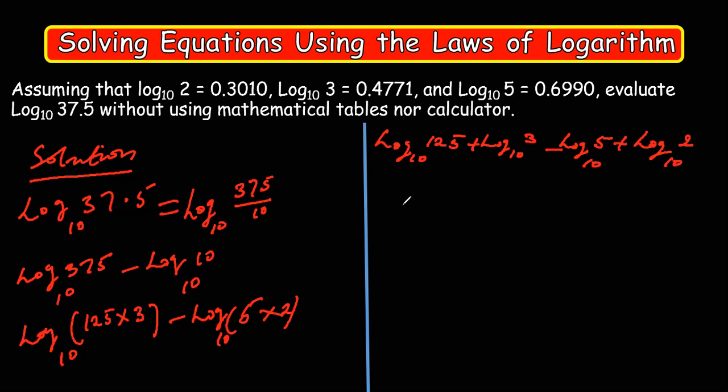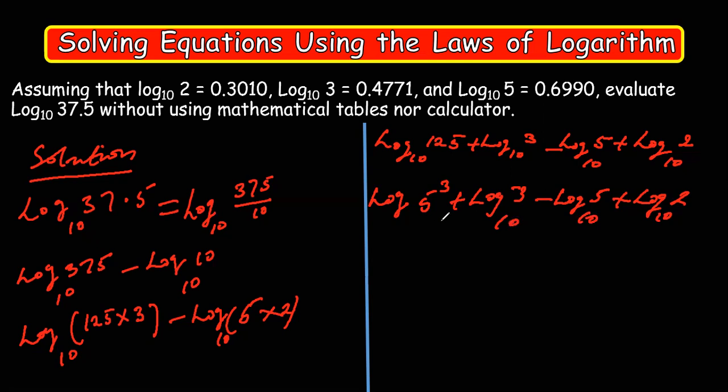And now we have simplified this log into log 5, log 2. So then it remains this guy here. To do this, we are going to simplify this, which is 5 raised to the power of 3. So we should have log 5 raised to the power of 3 plus log 3 in base 10, minus log 5 in base 10 as well, plus log 2 in base 10, and this is also in base 10.